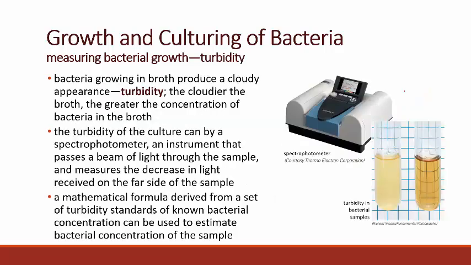And then a last way that we can do these kinds of estimates is by using a machine called a spectrophotometer. Spectrophotometers will shine a beam of light through the sample and then collect on the other side the amount of light that hits a receiver on the far side of that sample. And so doing this, you can determine how much of the light winds up being absorbed by the stuff that's in the broth. The more bacteria that are in the broth, the more light that will be absorbed.